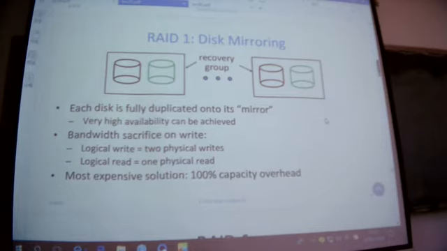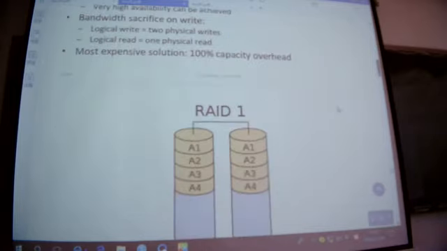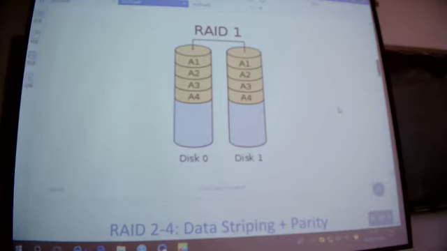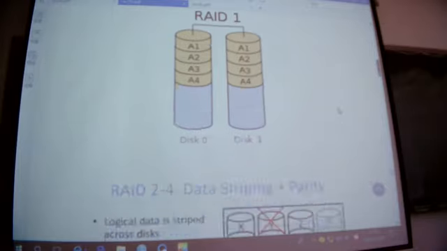So RAID 1 is disk mirroring. Disk mirroring is complex and expensive, but it is an effective strategy. So you can see this is RAID 1. The left and the right have the same mirror. Yeah, there are mirrors.